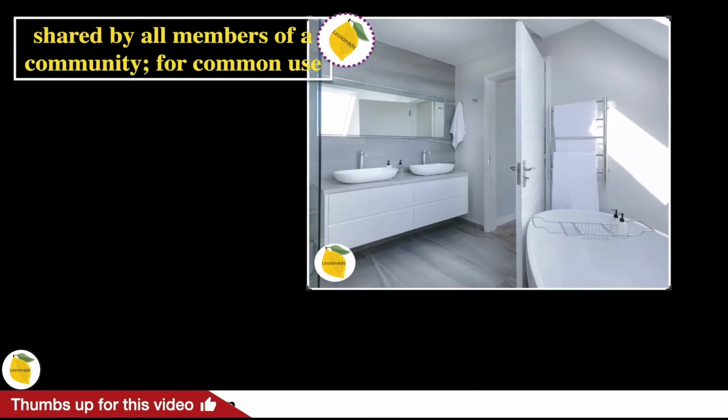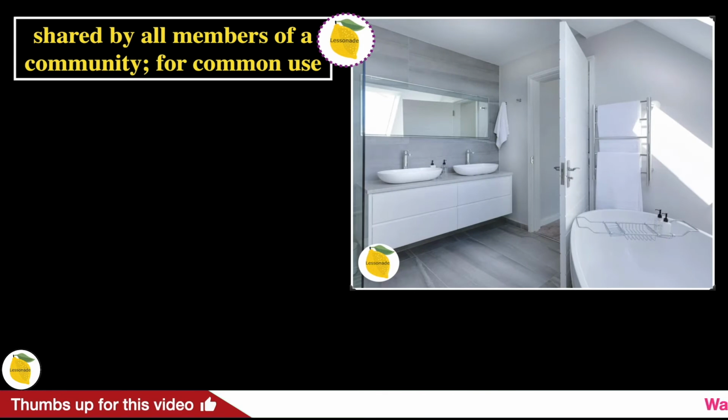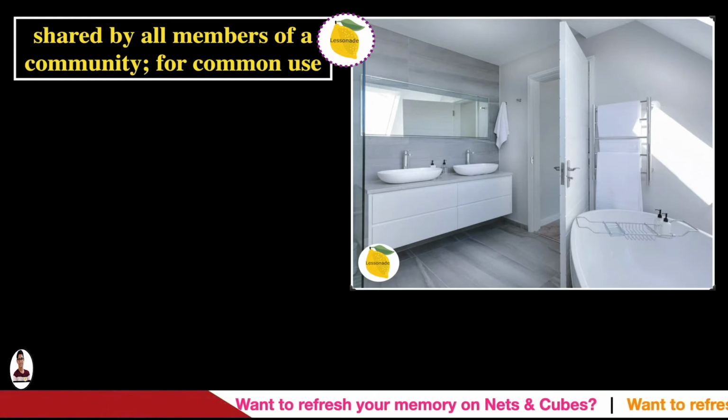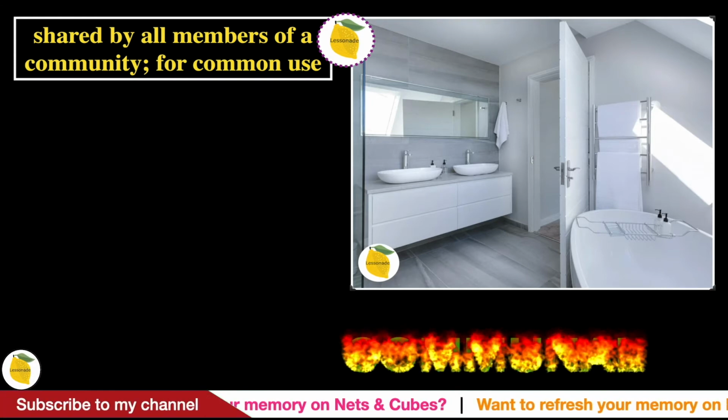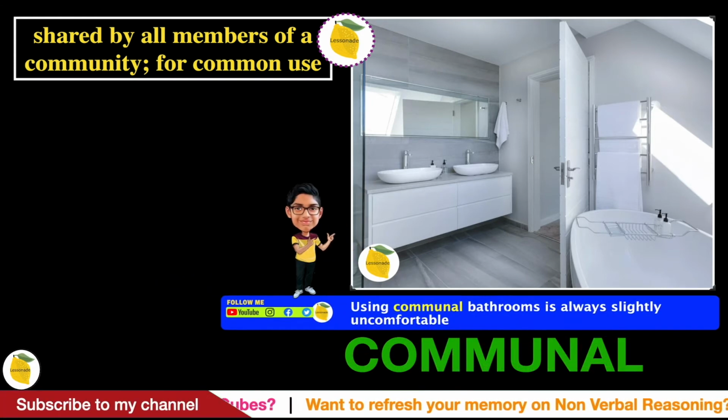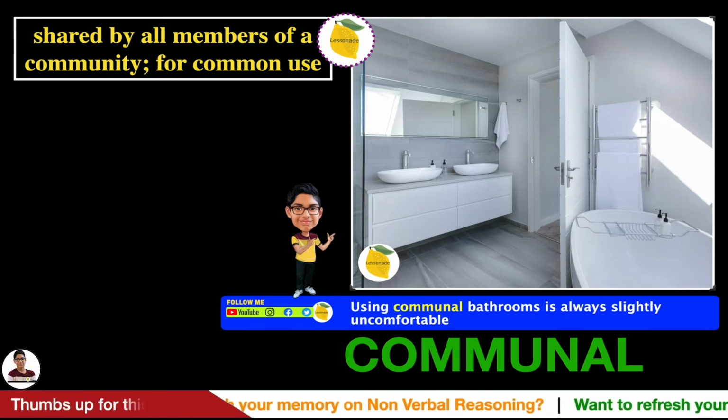The next one is shared by all members of a community or for common use. In this picture, we can see a toilet that's shared by all members of a community for common use, and therefore the word will be communal. And the sentence for this word is using communal bathrooms is always slightly uncomfortable.